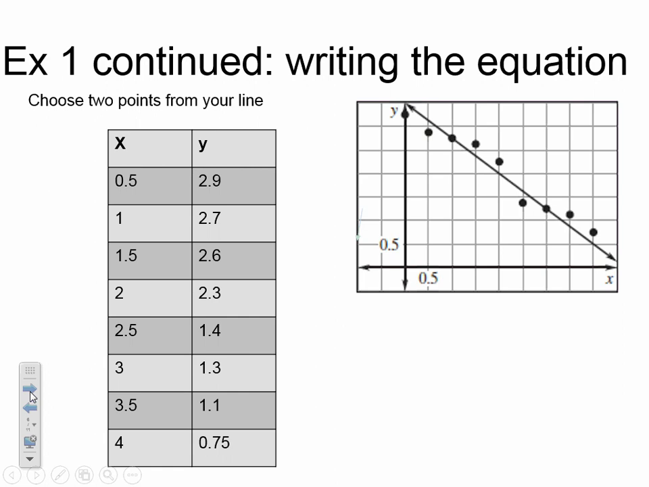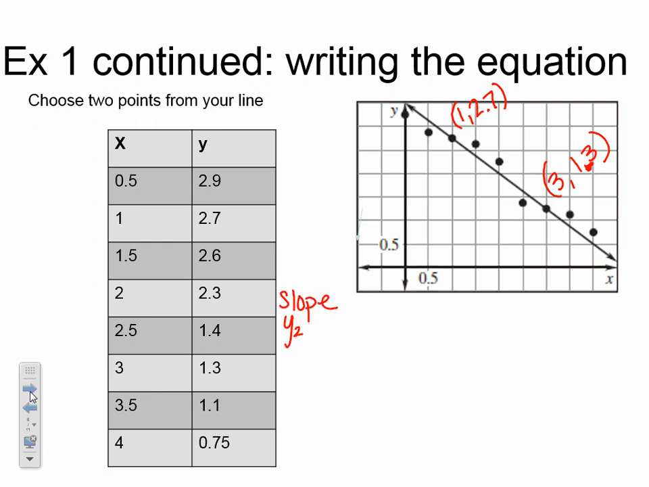Okay, so if you drew that line of best fit through my same 2 points that I have here, 1 point that's on my line is 1, 2.7. The other point that's on my line is 3, 1.3. These are the 2 points that we're going to use to write the equation of a line. Now, if you remember, writing an equation of a line means we have to find the slope and the y-intercept. So first things first, let's find the slope.